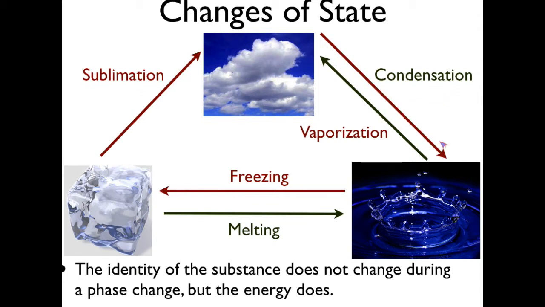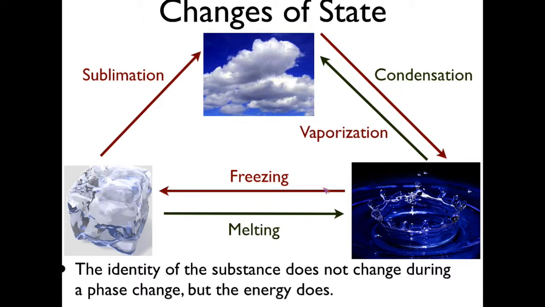So now we're going to talk about how substances change their state. They're staying the exact same substance, but they're changing their state. Like, for example, water going to steam or ice. It's still water. It's just a different phase. So we have a few types.